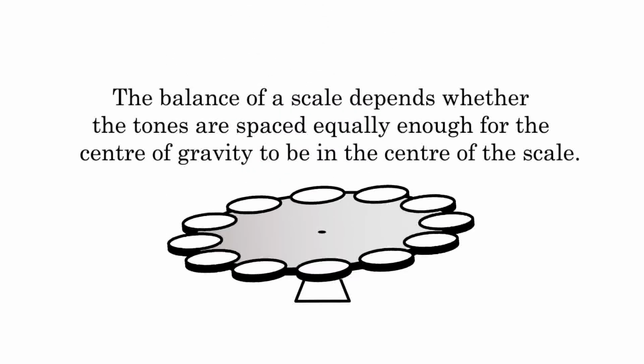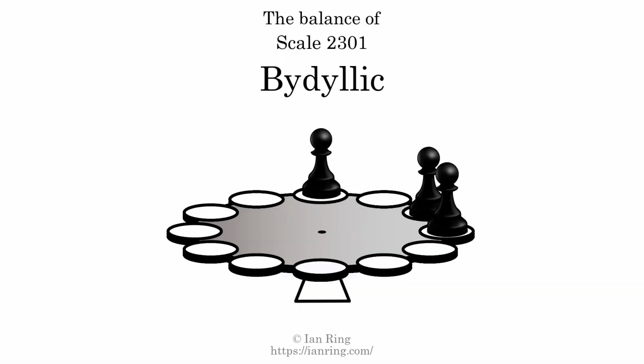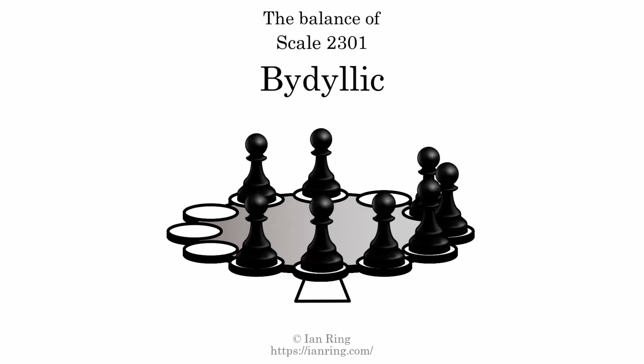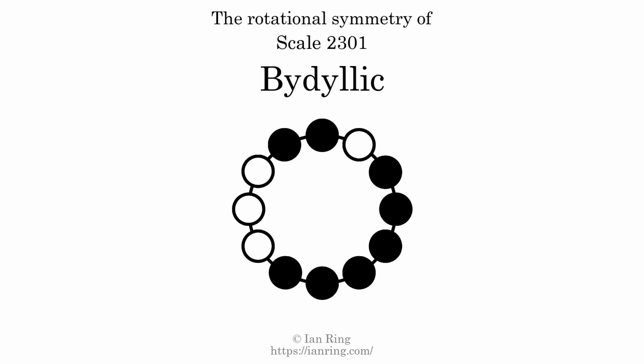The balance of a scale depends whether the tones are spaced equally enough for the center of gravity to be in the center of the scale. This scale is not balanced. The inverse of a scale is a mirror image. It is what you get when the sequence of intervals is reversed. The inverse of this scale is scale 2019, also known as Bydyllic. This scale is chiral. It cannot transform into its inverse by rotational transformation. This scale has no rotational symmetry.